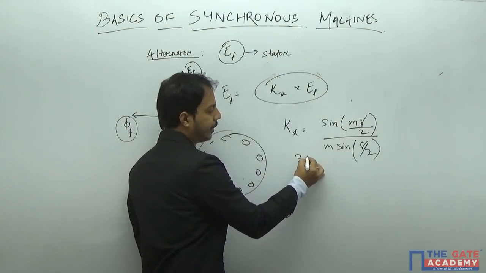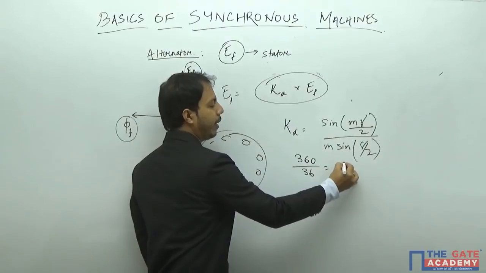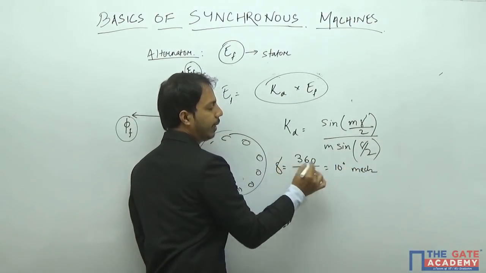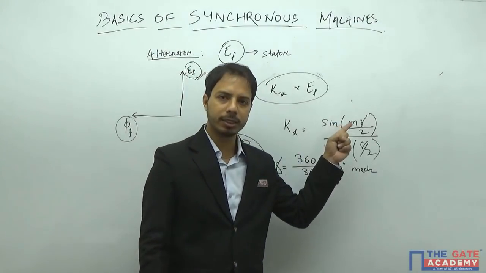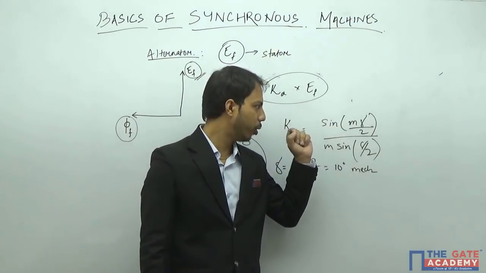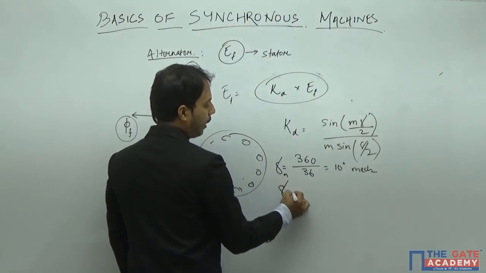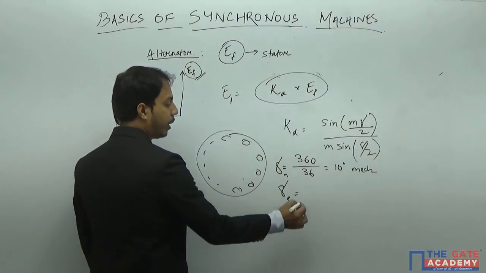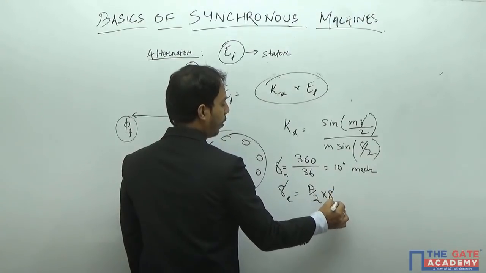So 360 divided by 36 will give me 10 degree mechanical. So gamma is 10 degree mechanical. But while we do this, it's very important, you can note it down, that we have to give gamma in electrical degree. So we need to find out the electrical degree. So electrical degree will be P by 2 into gamma mechanical.